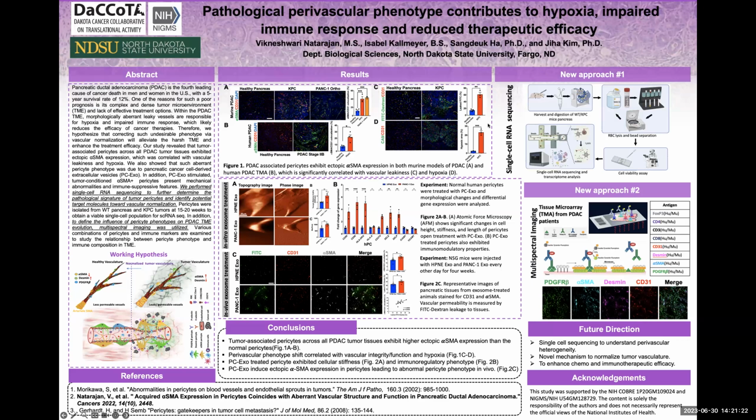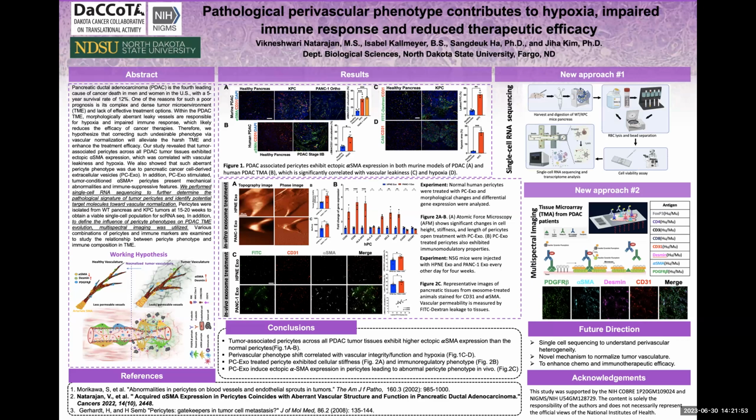And this aberrant pericyte phenotype is also significantly correlated with vascular leakiness. As you can see, lots of FITC-dextran, green fluorescently labeled FITC-dextran, has leaked out of the blood vessels. And also, it's correlated with intratumoral hypoxia, as you can see here by lots of green fluorescence. So basically, it's correlated with lots of bad things in the tumor microenvironment.